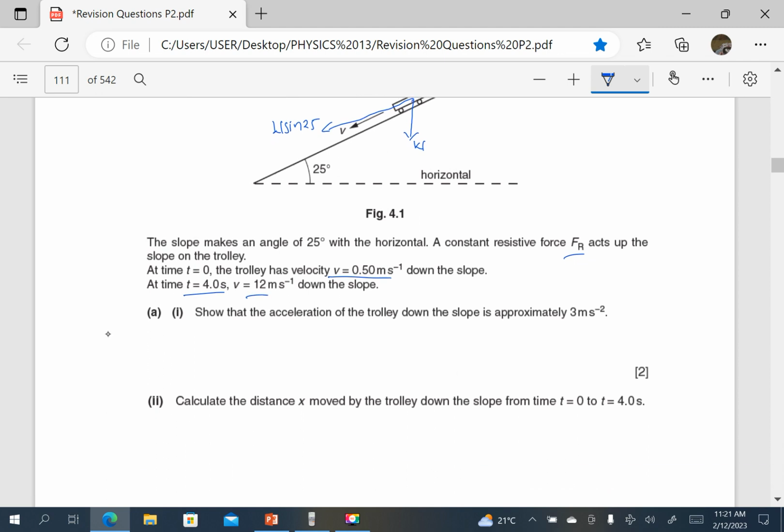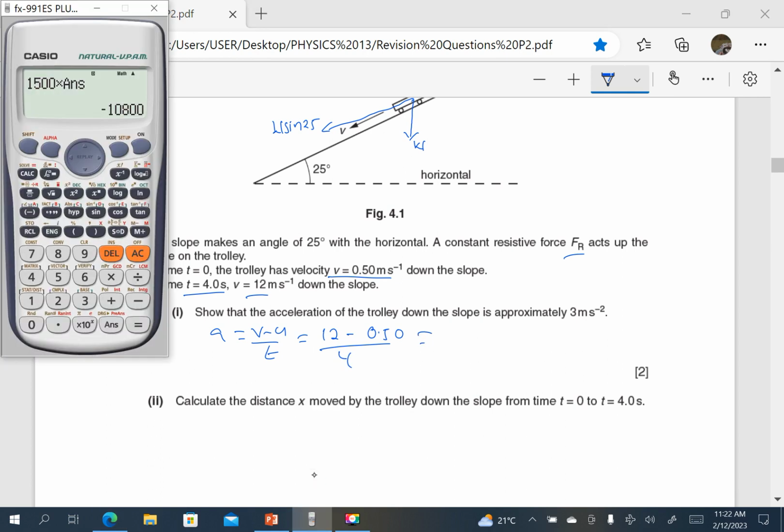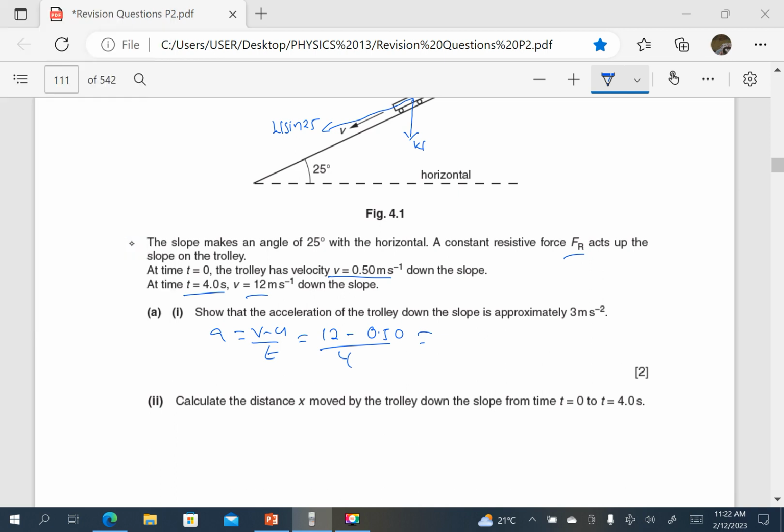So the acceleration of the trolley is that. Acceleration is change in velocity, v minus u over t. So just substitute, v is 12 minus 0.5. The time is from 4 to 0, so that is over 4. So that is 12 minus 0.5 divided by 4. So that is 2.875, which is approximately 3 meters per second squared as required.